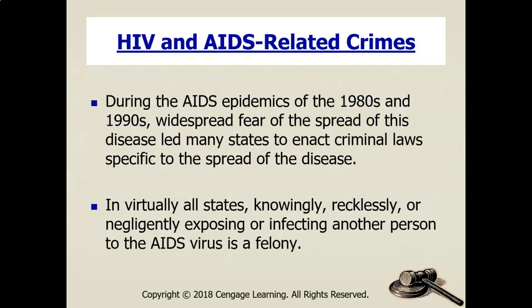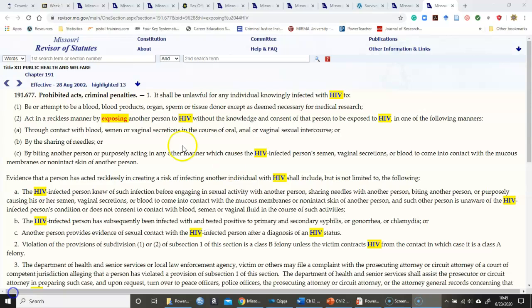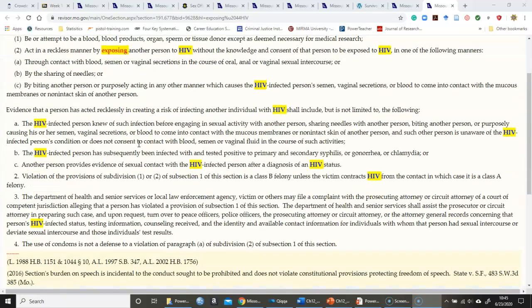Okay, HIV and AIDS-related crimes. If you were alive during the 80s and 90s, there was widespread fear. Several high-profile people passed away due to HIV/AIDS, and so some criminal laws were enacted, basically to help stop the spread of the disease. Knowingly or recklessly or negligently exposing or infecting another person to AIDS was considered a felony. And here's Missouri's statute as far as exposing that person.